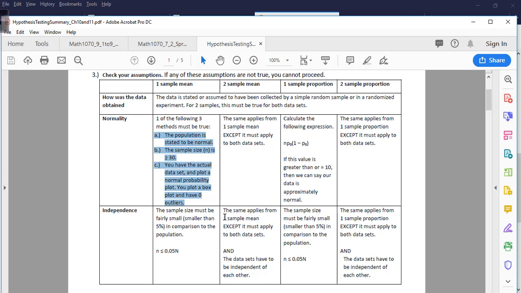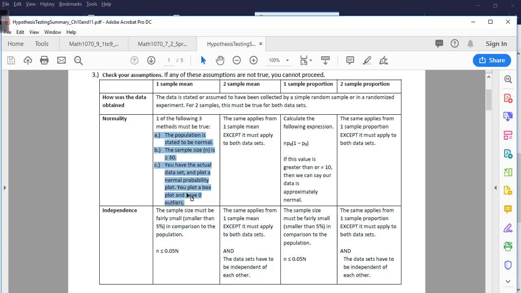Is your sample size big enough? If your sample size is greater than or equal to 30, that's enough evidence for us to say that the shape of our distribution is approximately normal. If you don't have a big enough sample size, they say nothing about your population, then what you need to do is to create a normal probability plot.